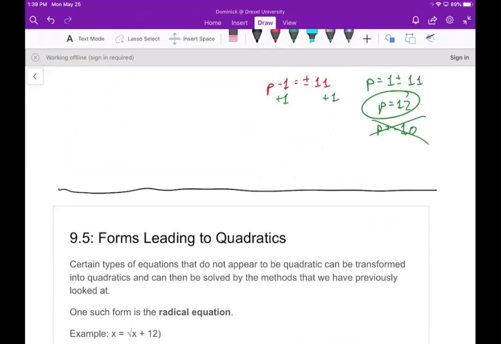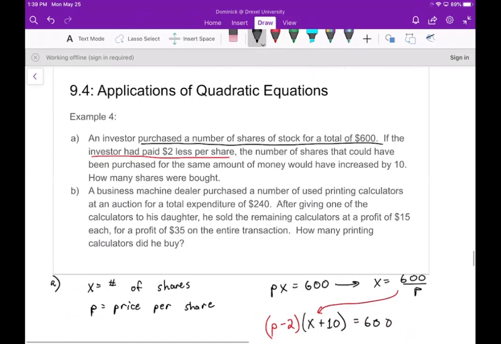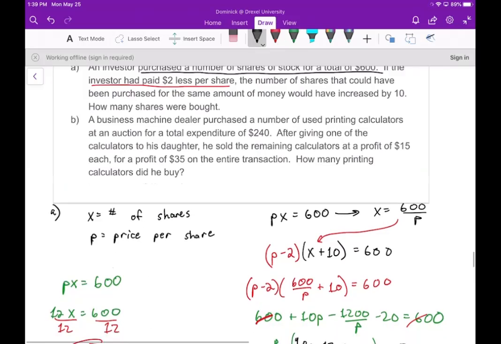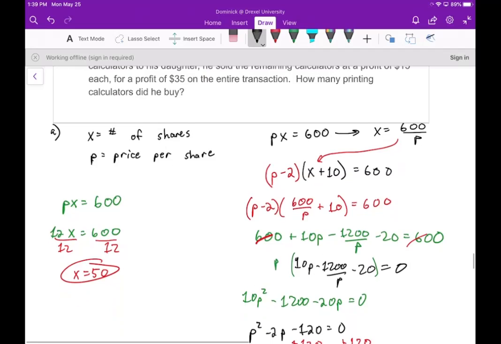Okay. And finally, in part B, we have that a business machine dealer purchased a number of used printing calculators at an auction for a total expenditure of $240. Right? After giving one of the calculators to his daughter, he sold the remaining calculators at a profit of $15 each for a profit of $35 on the entire transaction. We want to know how many printing calculators did he buy. So we need to know two things. We have two unknown things right now, right?